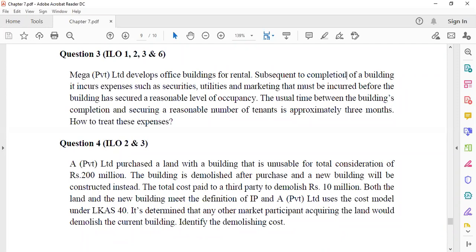So once the property comes to the intended use, or in other words, once the construction of the property is over, once the construction is completed, the cost what you incur thereafter until you get the required level of occupancy, those costs have to be expensed. So therefore, here how those costs to be treated, you need to say that should be expensed. The answer should be expensed.